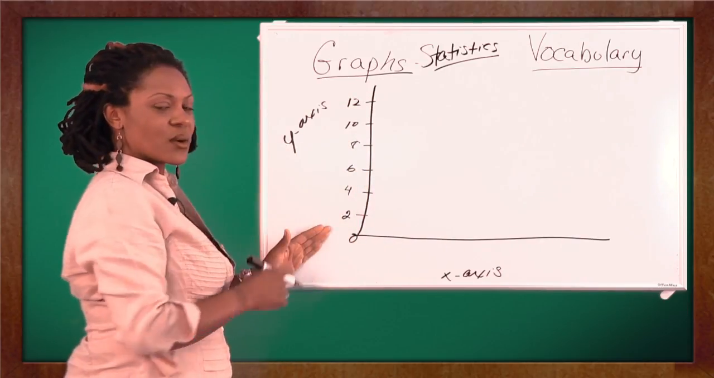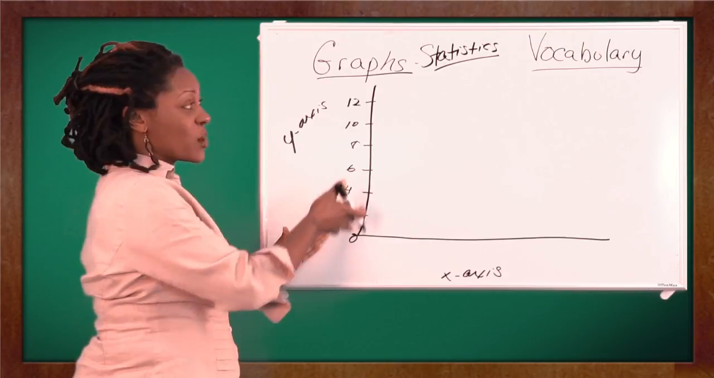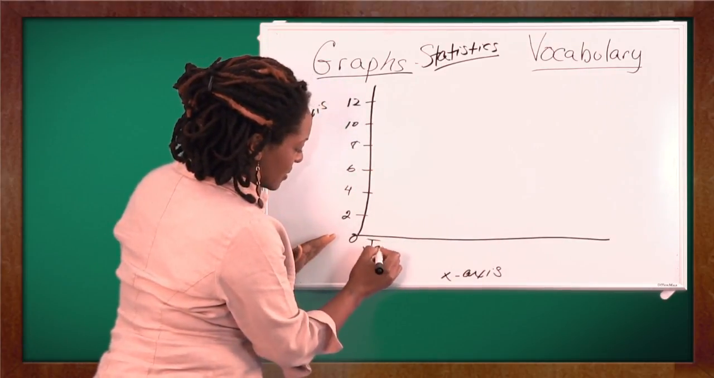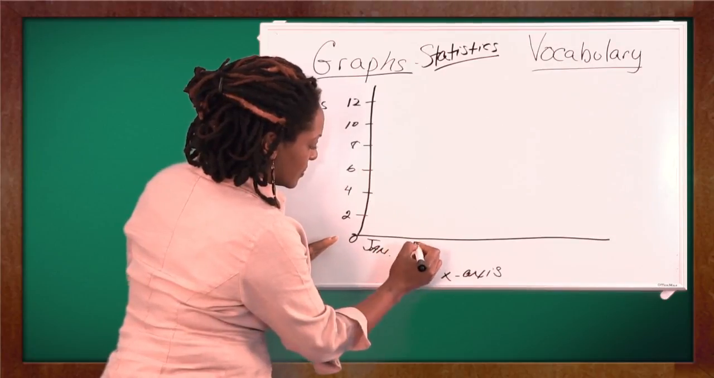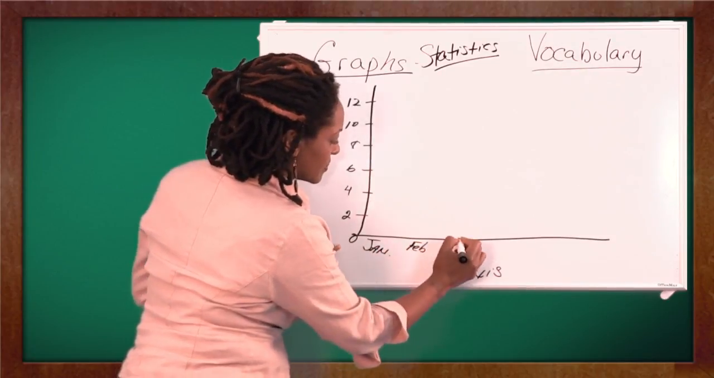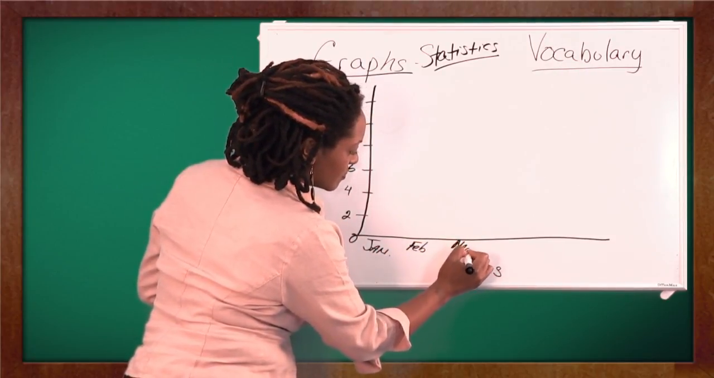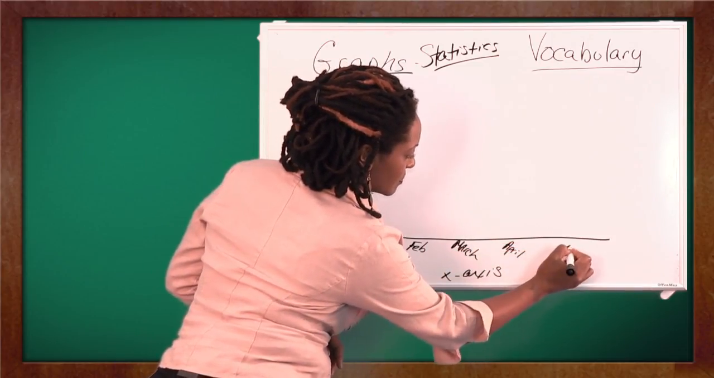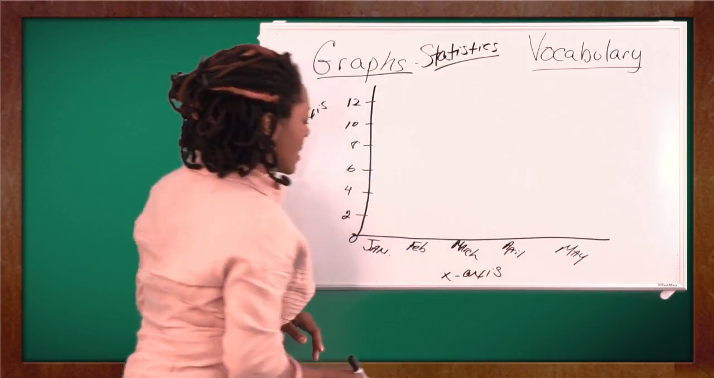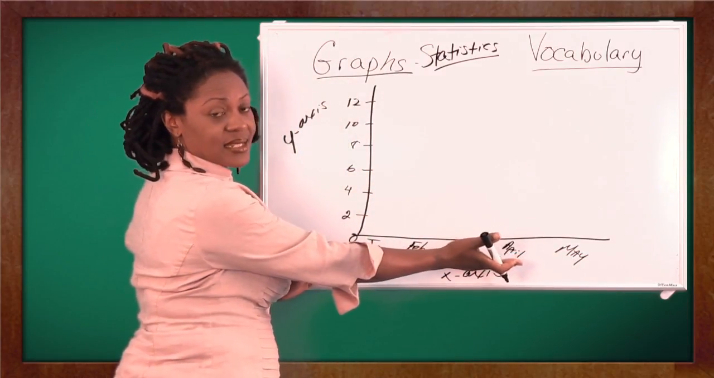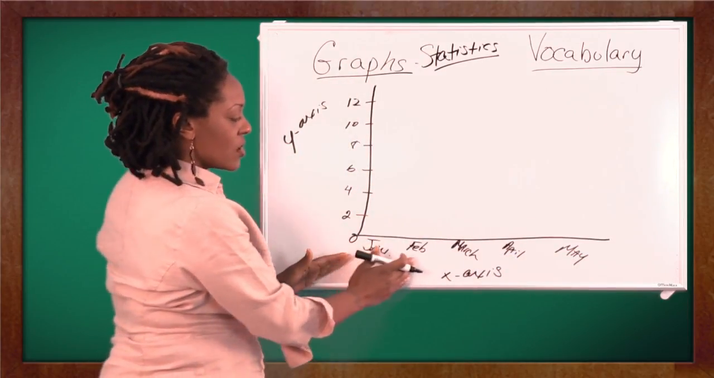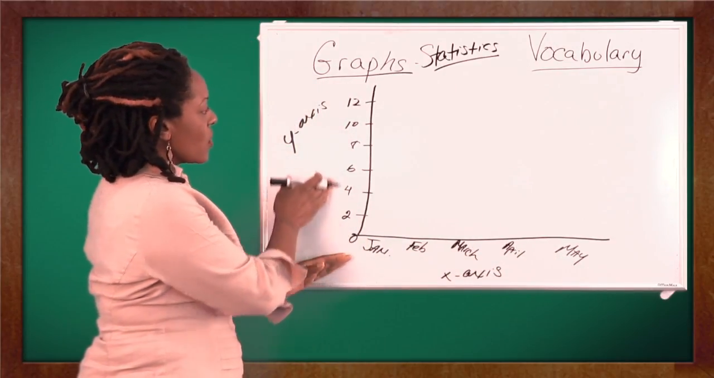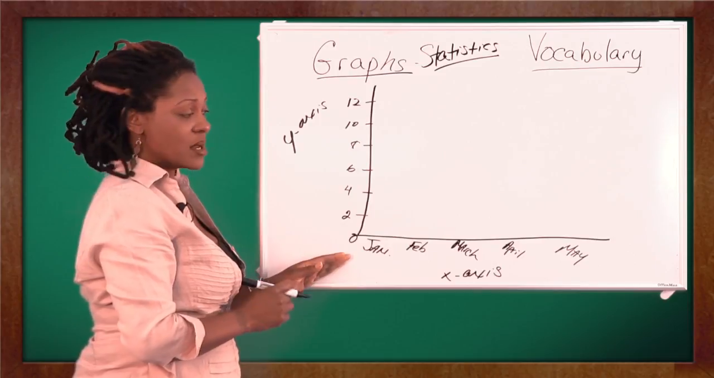So far we just have some numbers over here. We know that we're measuring something. And then down across the bottom, I'm going to put some months. So here on the x-axis, we have months, and they're all going in order: January, February, March, April, May. And here on the y-axis, we have some number values.